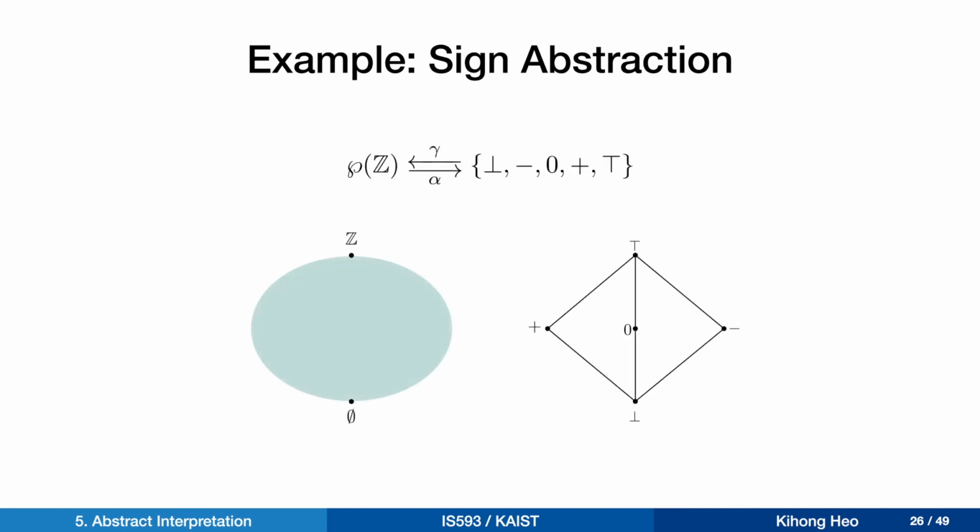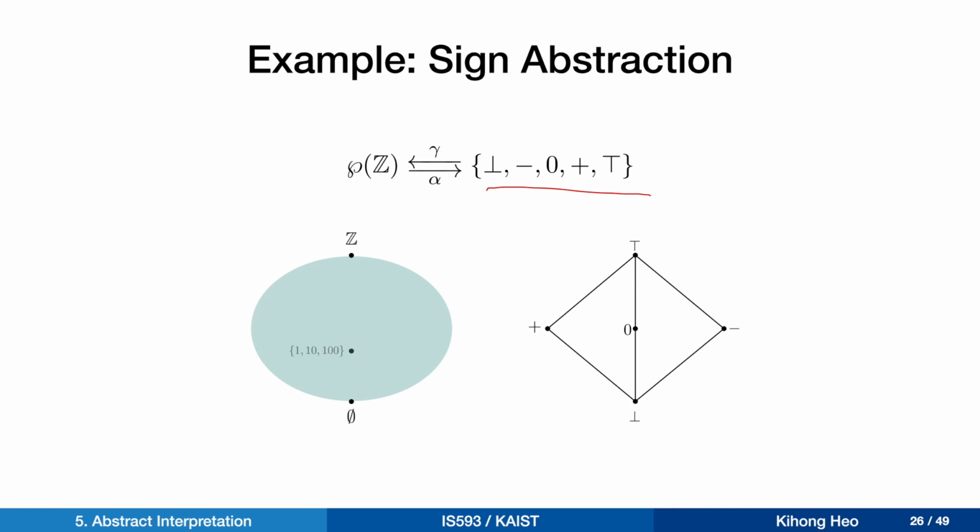Here is an example of a Galois connection. The concrete domain is the power set of integers, and the bottom is the empty set, and the largest element, so-called top, is the whole set of integers. Okay, and the abstract domain here is the so-called sign domain that has only 5 elements: the bottom and the top, and the others represent the signs of integers.